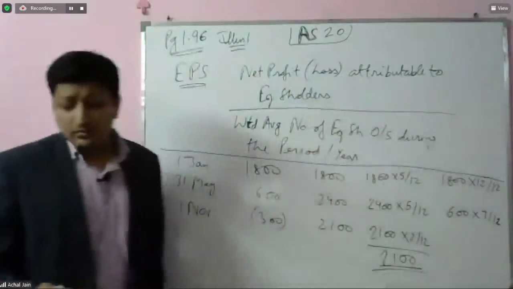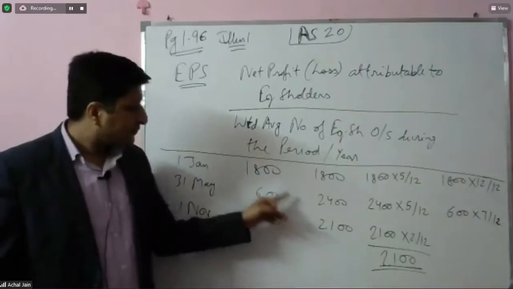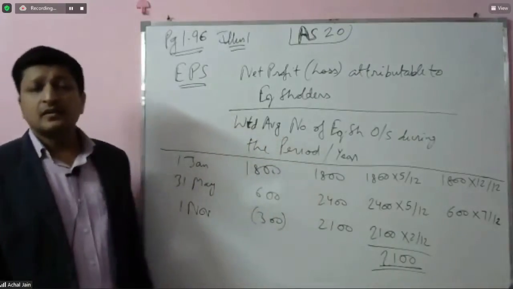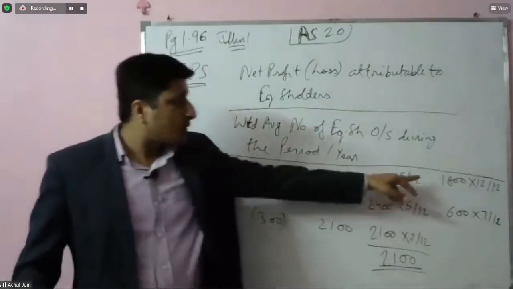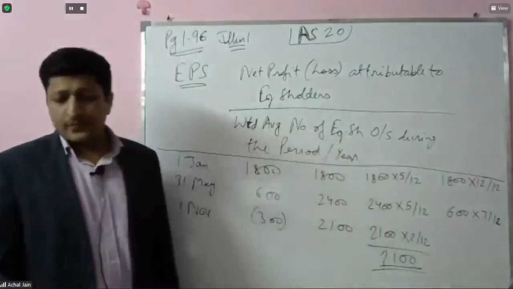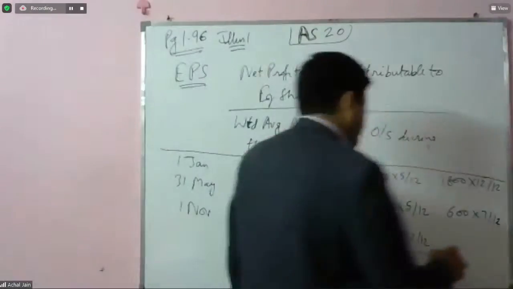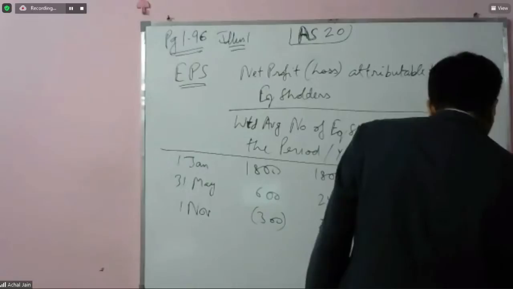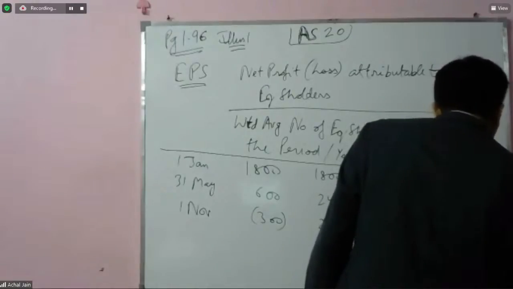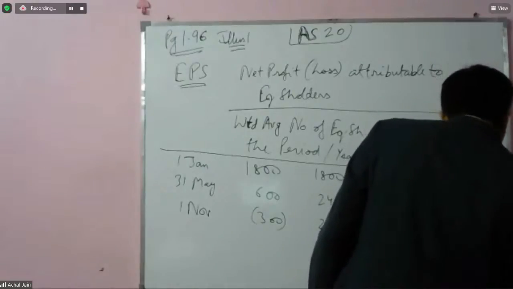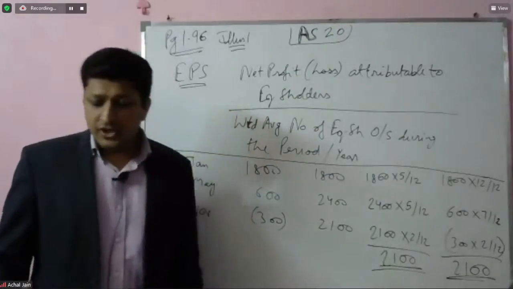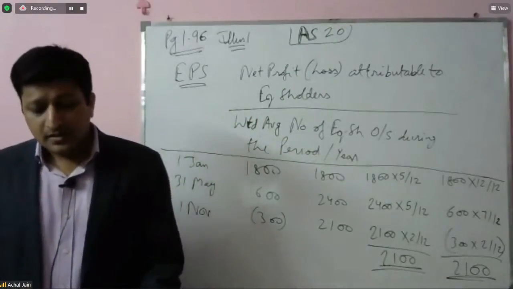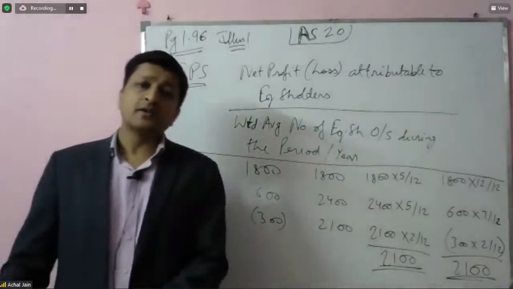Okay. Now, out of these two, 300 have been bought back, and this is for 2 months. So we need to reduce this because that is already included in these two. That is excess. So what do we do? 300 into 2 divided by 12, negative. So this would again give us the same answer. We will get 2100 shares. We get the same answer in this scenario also.